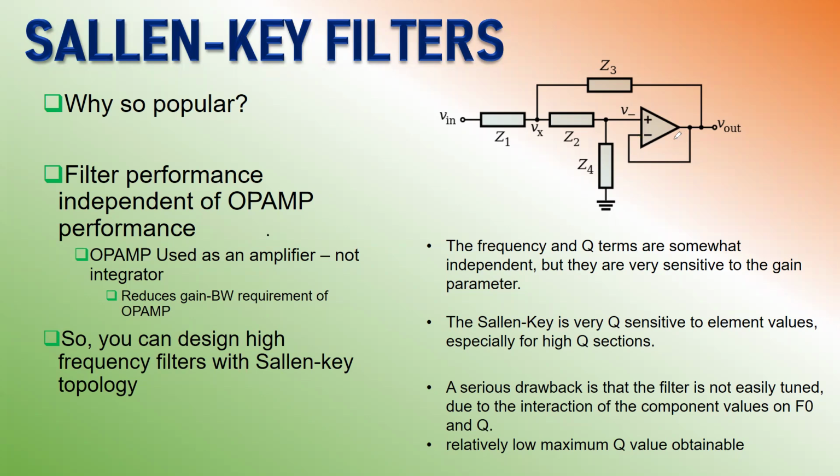Because you do this arrangement with the Sallen Key, your filter performance is independent of the op-amp, because the op-amp is configured as an amplifier, not an integrator. And this reduces the gain bandwidth requirement of the op-amp. With this comes the advantage that you can go for high frequency filter design with the Sallen Key topology, because you don't have any gain bandwidth requirement or dependency on the op-amp, and therefore your filter function and performance is not limited by the op-amp performance.